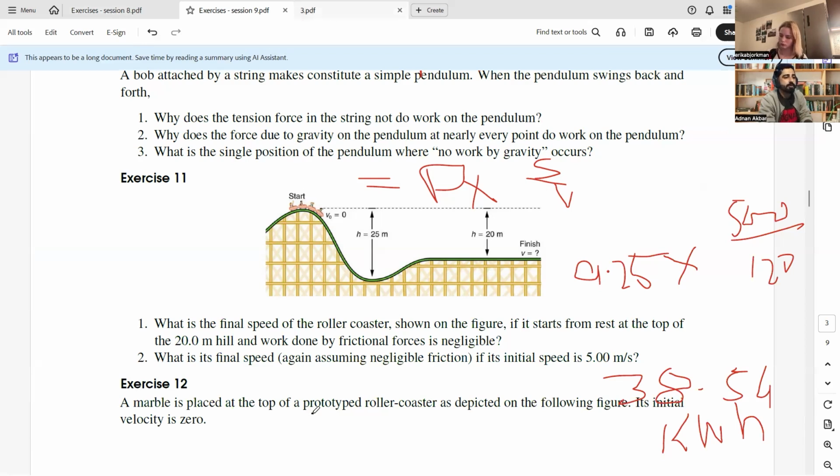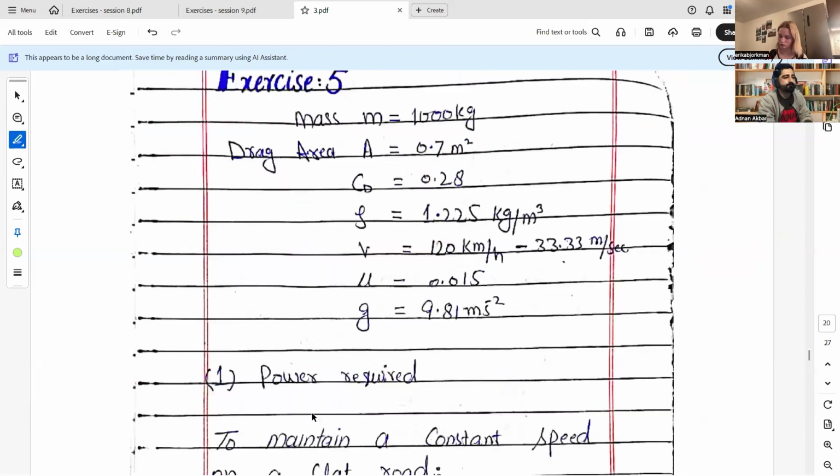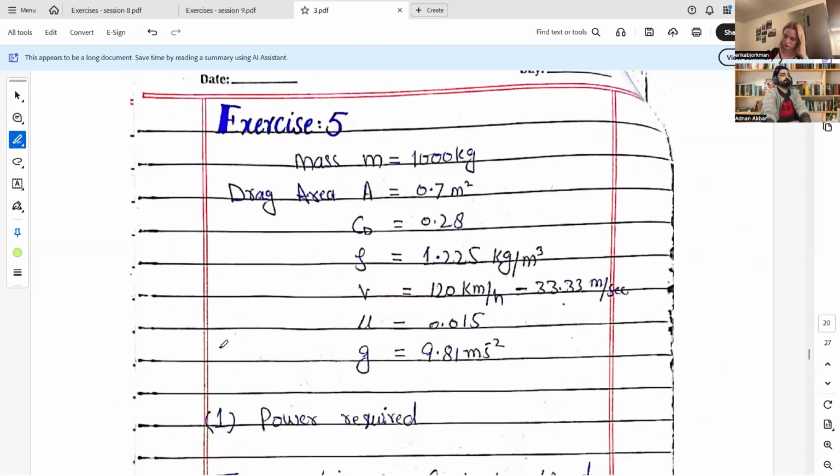Okay, let me show you here some values. Is it question number 5? Yes. Mass of the vehicle is 1000 kg, and the area of its tire facing the frictional force of the road is 0.7, drag force constant 0.28, air density 1.225, velocity 120 km per hour, converted into meter per second, coefficient of friction 0.015, and gravitational constant 9.81.